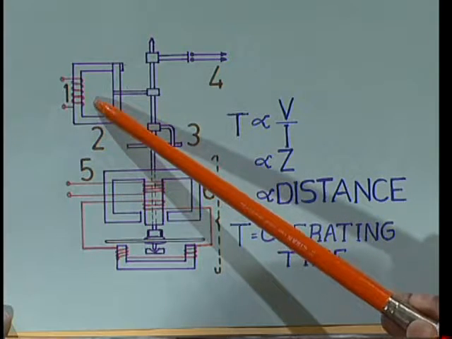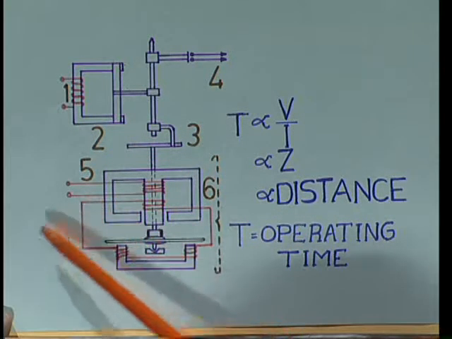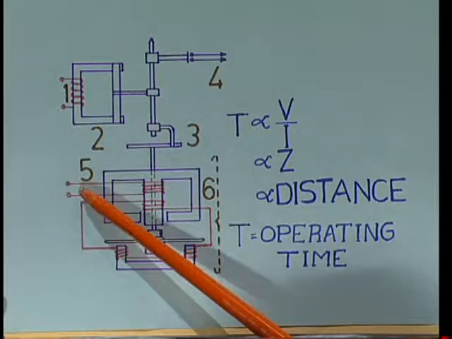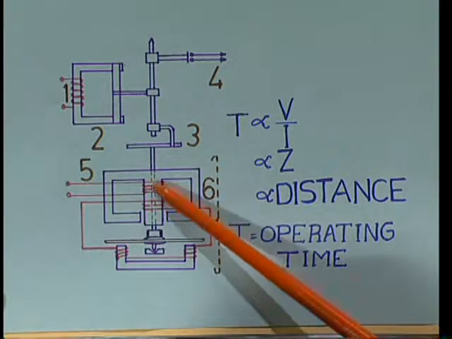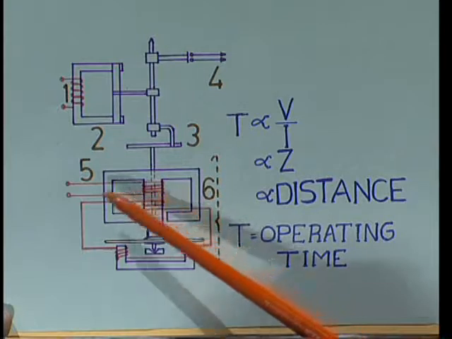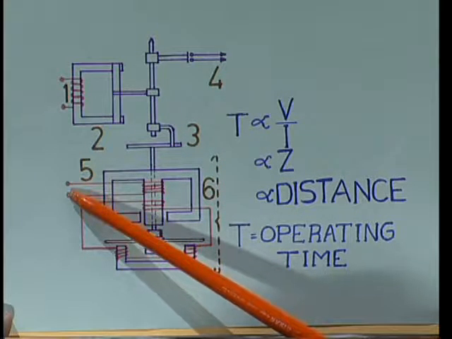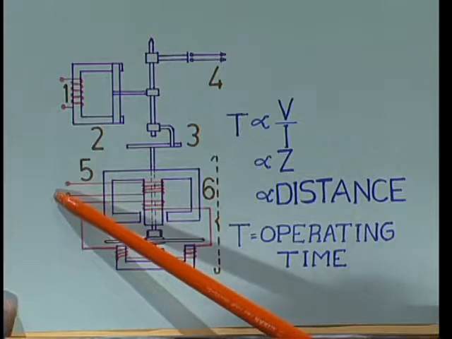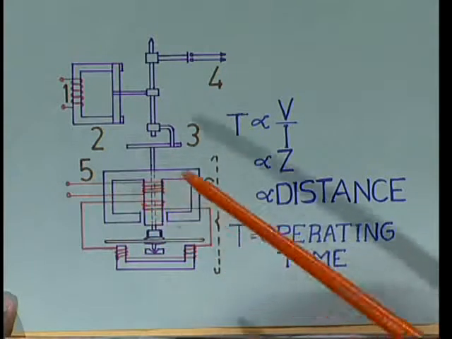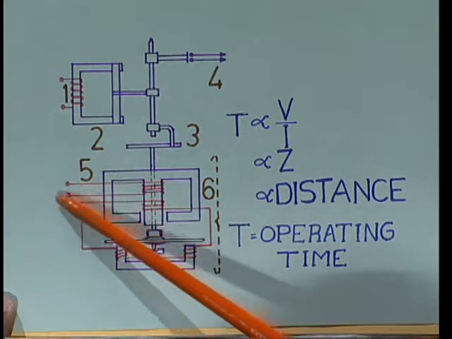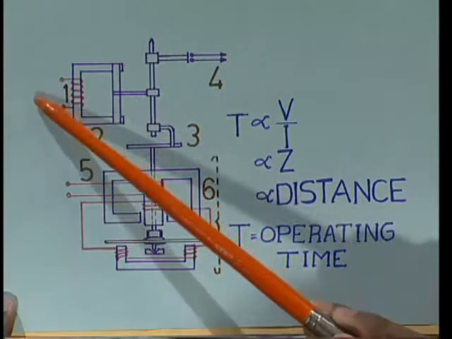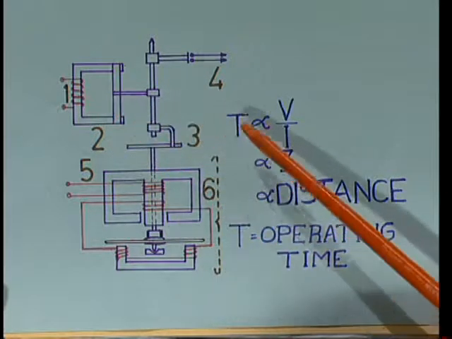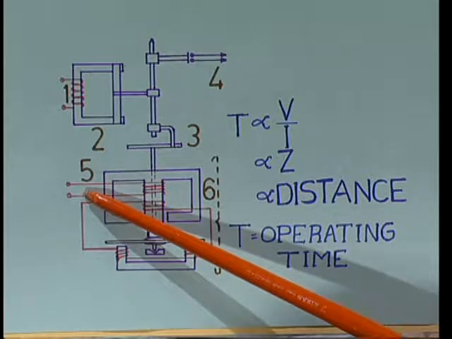Number 2 is the restraining voltage magnet. Fifth one is the current winding, here on the central limb. This winding is fed with the current of the circuit to be protected through the CT, current transformer. So here the current is fed through this, and here the voltage is fed. So in this relay also voltage and current are both compared.